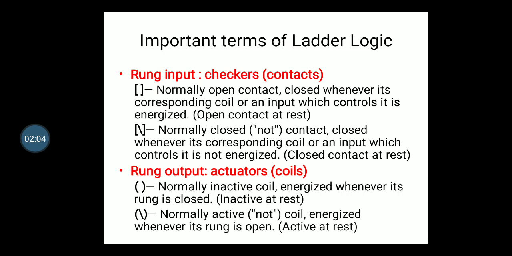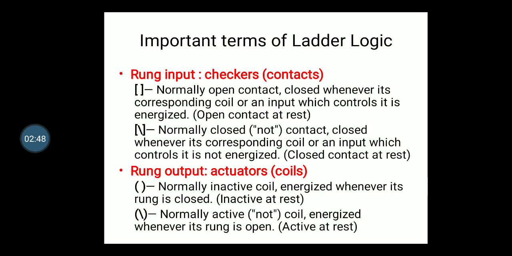And what is normally closed? Normally closed means in the current position it is conducting the signal, it is conducting the electricity. But whenever you energize it, the switch will be open. That means now it does not conduct any electricity. So the normally open contact closes whenever its corresponding coil or input which controls it is energized, and the normally closed contact opens whenever its corresponding coil or input is energized. Closed contact at rest. So these are the 2 inputs.